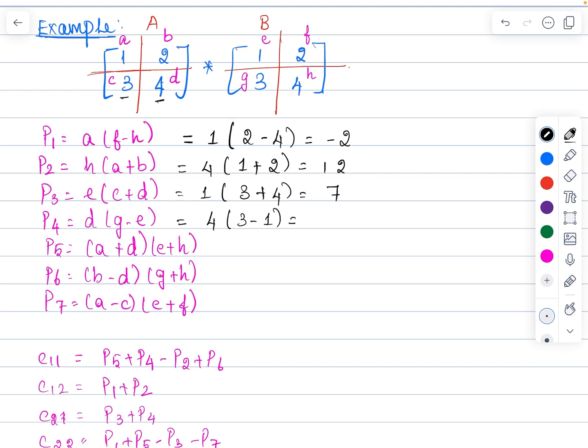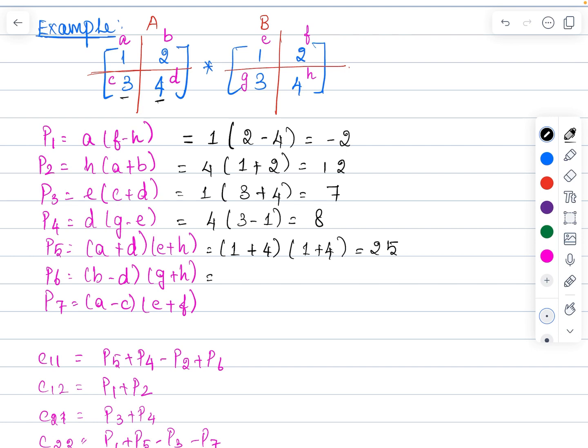When you multiply 3 minus 2, 3 minus 1 is 2, 4 into 2 is going to be 8. And for P5, the formula is A plus D, E plus H. A value is 1, D value is 4, E value is 1, H value is 4. So you would get 5 into 5, which is 25.